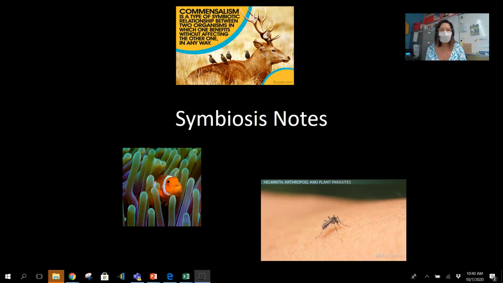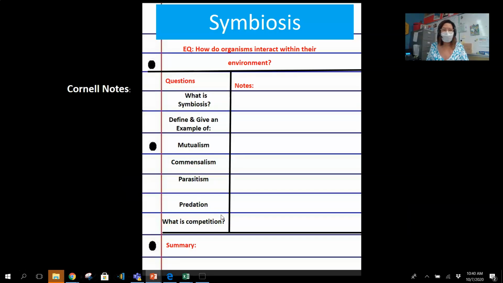Today, we're going to be learning about symbiosis and what symbiosis is. And we can see in these pictures that symbiosis looks like a relationship between different species.